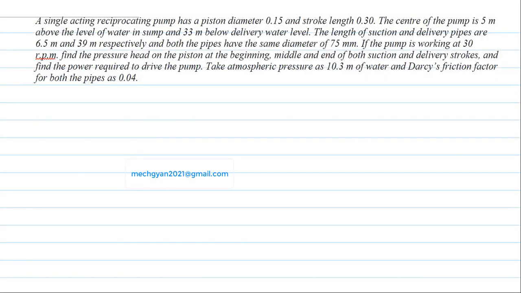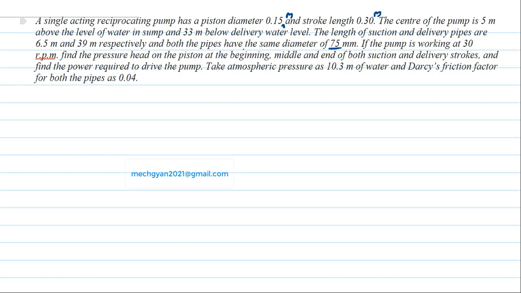So next question, a single acting reciprocating pump has a piston dia 0.15 meter and stroke length of 0.30 meter. The center of the pump is 5 meter above the level of water in the sump and 33 meter below delivery water level. The length of suction and delivery pipes are 6.5 meter and 39 meter respectively, and both the pipes have the same diameter of 75 mm.